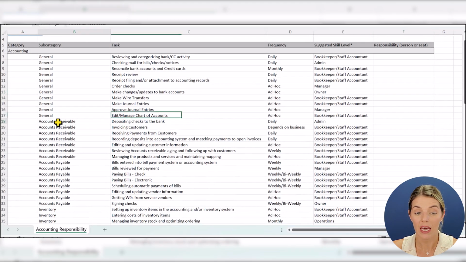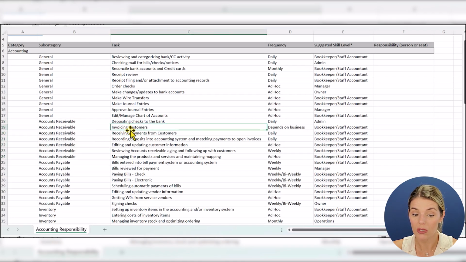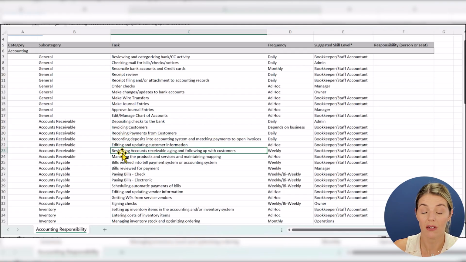I have accounts receivable tasks here, things like invoicing customers, recording deposits into the accounting system, reviewing the accounts receivable aging and following up with customers. You'd be surprised at how often that gets overlooked and nobody has it part of their regular process. And then you have all these invoices sitting out that are waiting to be paid because nobody is following up on them. That is never a good thing.